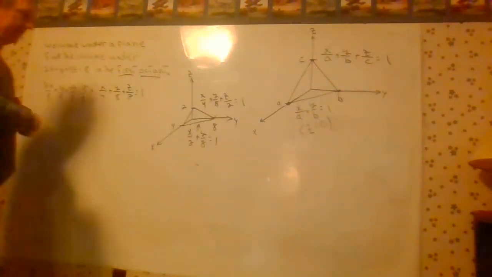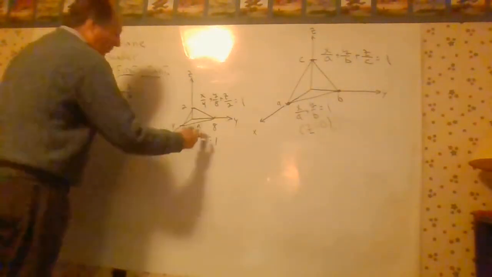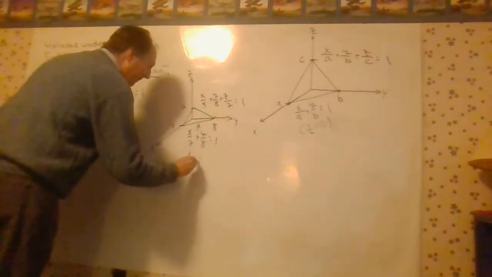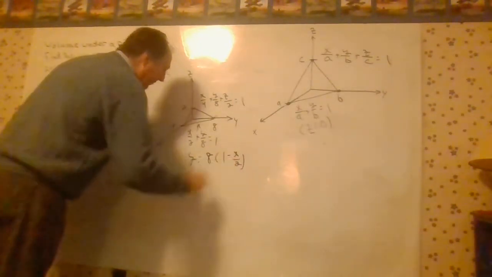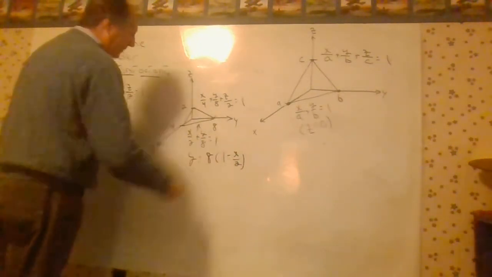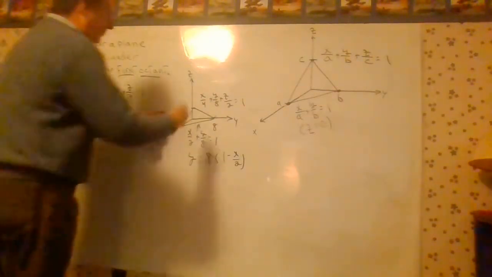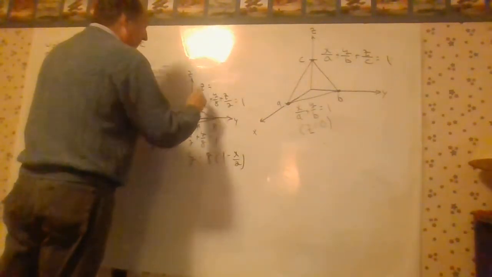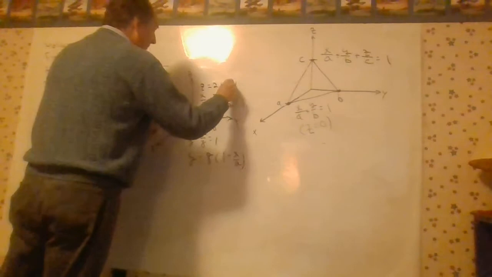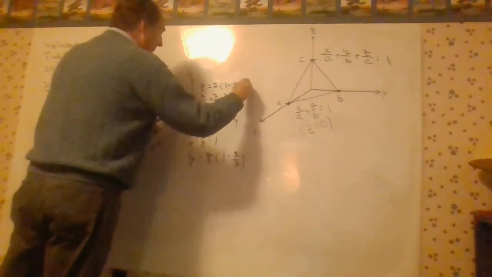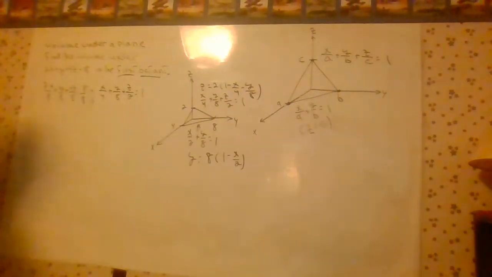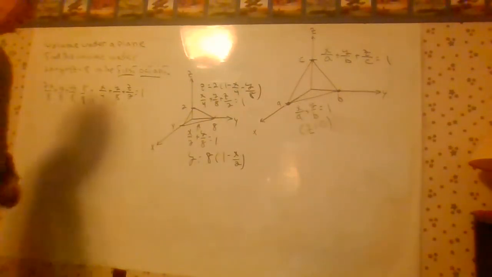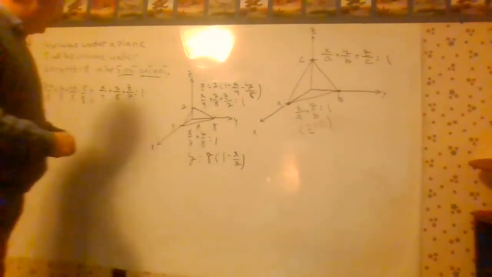Now it will also be convenient, you can solve for y in terms of x. We have 8 times 1 minus x over 2. Move this over here, multiply by 8. And you can also solve for z up here. 2 times 1 minus x over 4 minus y over 8. That's all useful for future reference.